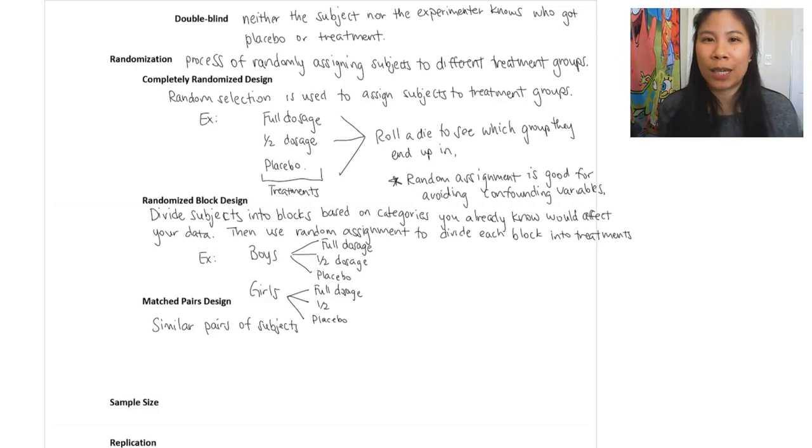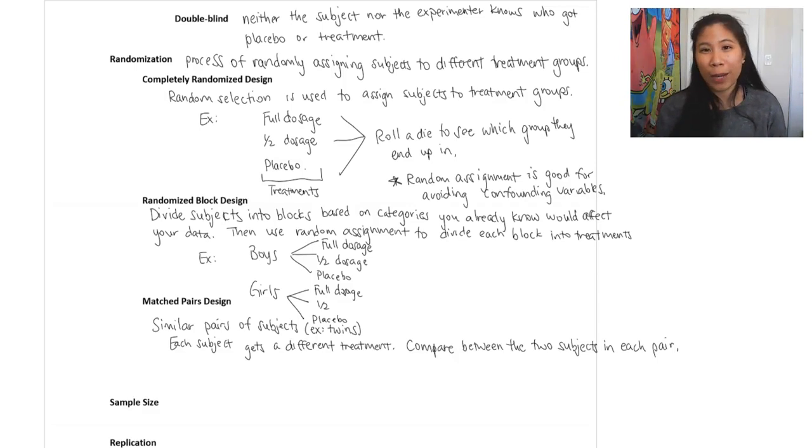A lot of times matched pairs designs are done with twins, because twins are genetically very similar, and that's why they make really good subjects for these experiments. Otherwise, you could also pair people based on a characteristic that's very similar. If we were doing this strength drug study, I could find two people who work out exactly the same amount and have the same diet and whatever else. If those two people were very similar, it would be easier to compare with each other whether the drug was working or not.